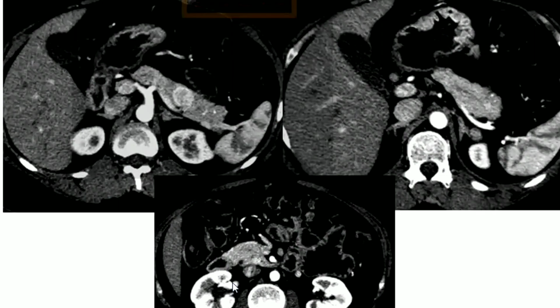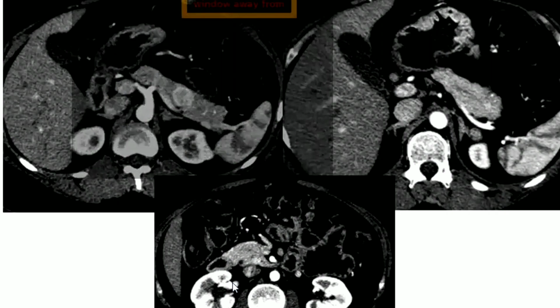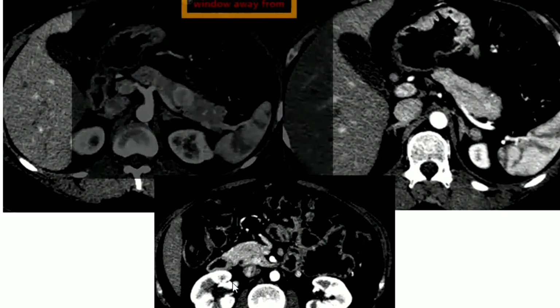Other differential, very rare entity, which is solid serous cystadenoma. Serous cystadenoma usually cystic, it is microcystic tumor. However, there is rare entity called solid serous cystadenoma. It can give also similar appearance to neuroendocrine tumor, however, it is very rare.